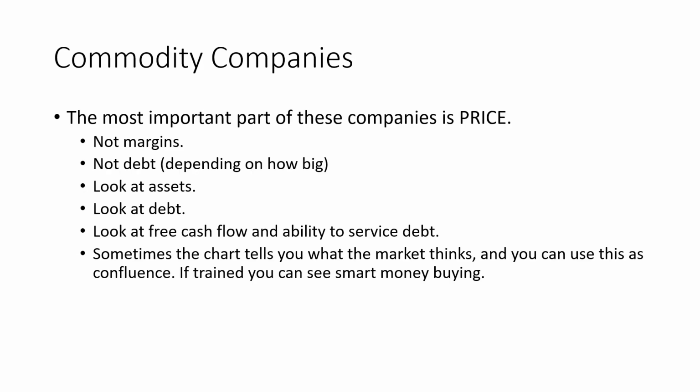Next is commodity companies. The one thing that you have to realize is the most important part of these companies is price. The price of the commodity. It's not margins, it's not debt, depending how big it is. Look at the assets, look at debt, look at free cash flow and ability to service debt. You can look at all those things, but price of the commodity is the biggest factor for how these companies are going to move. Sometimes the chart tells you what the market thinks, and you can use this as confluence, or the merging of information. If trained, you can see a bunch of smart money buying it before the stock takes off.